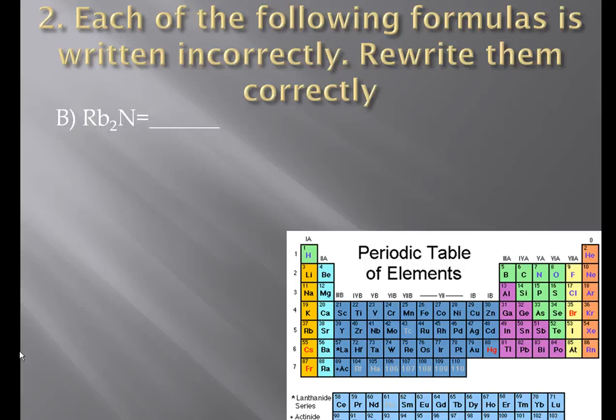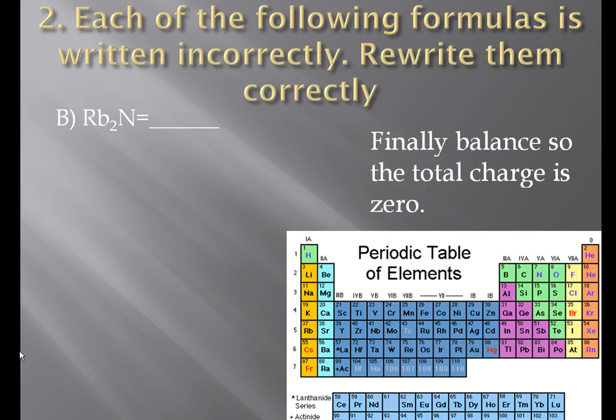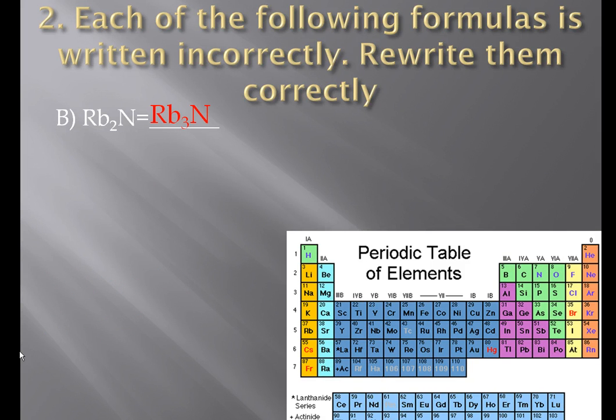Each of the following formulas is written incorrectly, so we're going to rewrite them correctly. First, we're going to find the charge of rubidium, Rb. So there's Rb, and it's got a 1 plus charge. Next we find the charge of N, so there's N, and it's got a 3 minus charge. So we balance it out, so the charge is equal to 0, and since we got 1 plus for rubidium and 3 minus for N, we need 3 rubidiums and 1 nitrogen. So we end up with Rb3N.